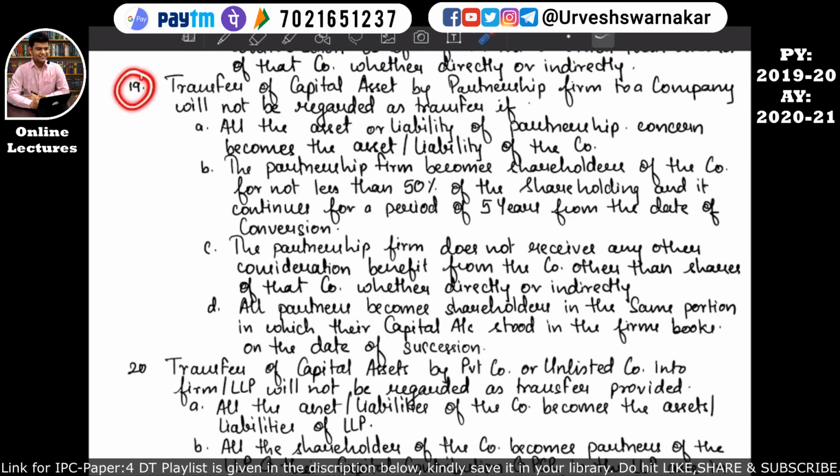Okay students, so now let's understand point number 19. What does point number 19 say? Transfer of a capital asset by a partnership firm to a company will not be regarded as transfer. That means if a partnership firm is getting converted into a company, it will not be considered as transfer if the following conditions are satisfied: all the assets and liabilities of the partnership concern become the assets and liabilities of the company, and the partnership firm becomes the shareholder of the company for not less than 50% of the shareholding, and it continues for a period of 5 years.